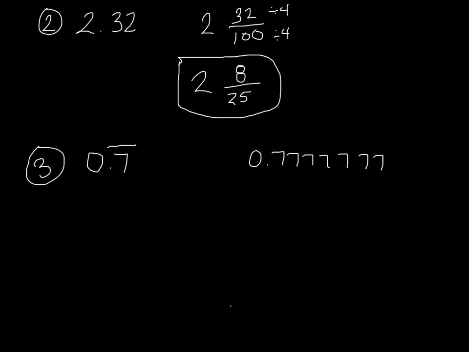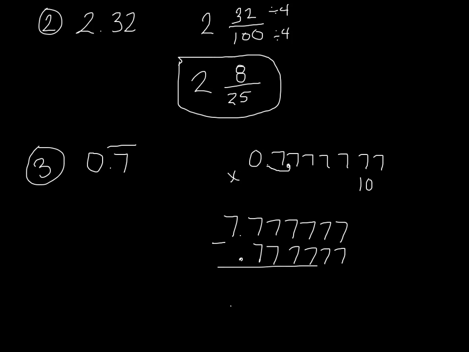So what we're going to do is multiply this number by 10. Because if we multiply by 10, we just move that decimal point 1 spot. So now what I've got is 7.7777777. So if I subtract my original decimal, 0.7777, I would get the answer of 7.